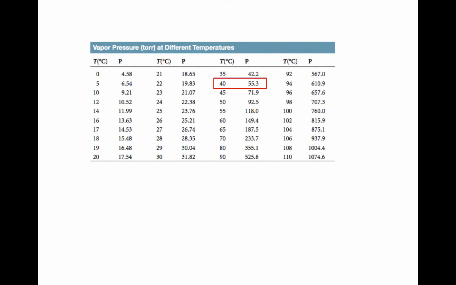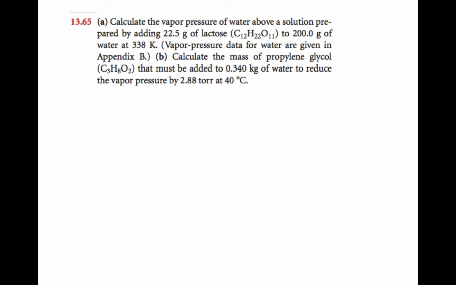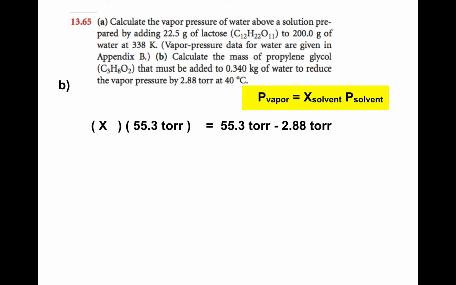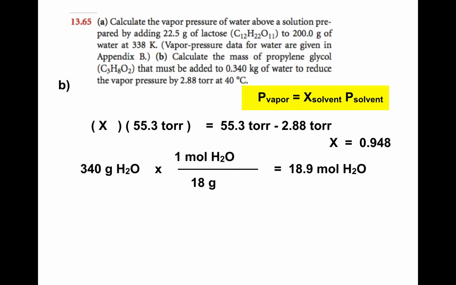So I look up at 40 degrees Celsius what the vapor pressure of the pure water is, plug that in and multiply it by the mole fraction, set it equal to the adjusted vapor pressure, right? The vapor pressure has gone down by 2.88 torr. So I can solve for the mole fraction. So the mole fraction is the moles of the solvent, all right, they gave us grams of water, so we can find moles of water, over total moles.